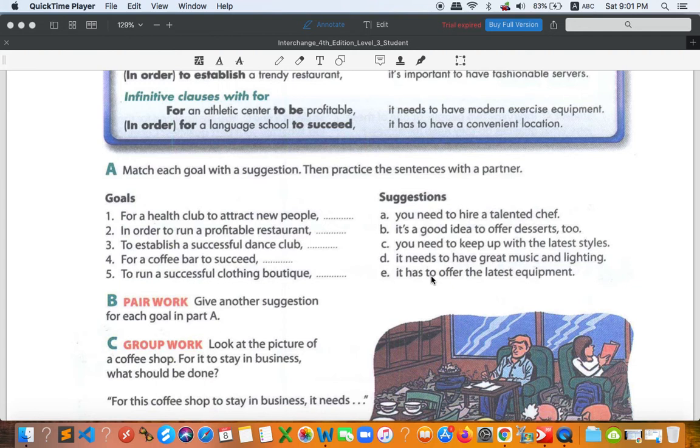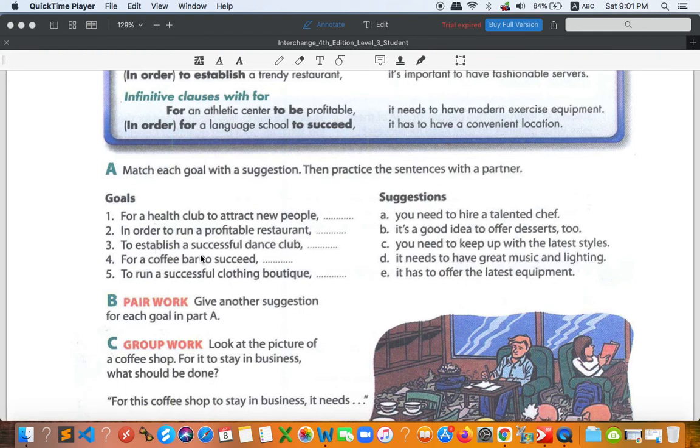All right, so let's try all together. Number 1, for a health club to attract new people, I would go with letter E. It has to offer the latest equipment, right? Because it's related to HIIT, or training, then you should have the latest equipment to attract people. 2, in order to run a profitable restaurant, we'll go to A. Yeah, it's about a talented chef.